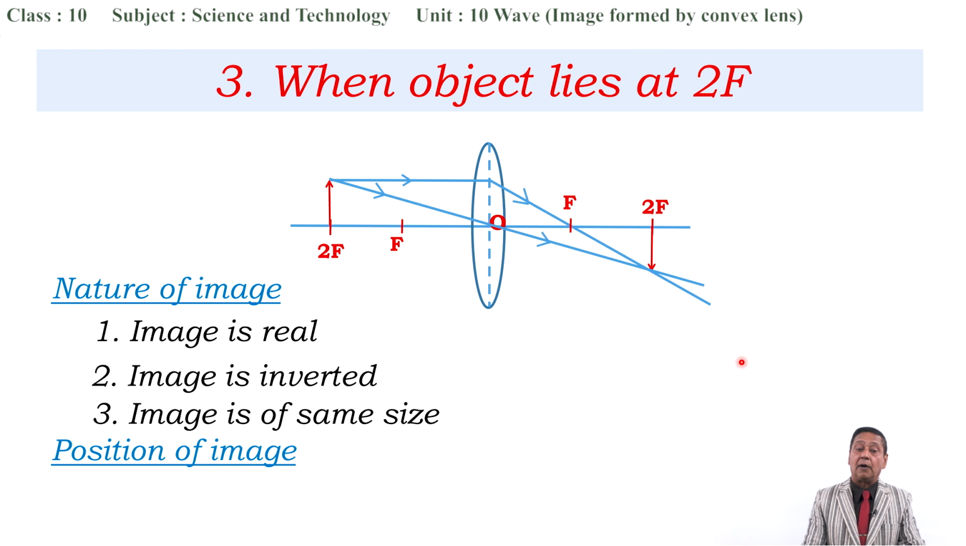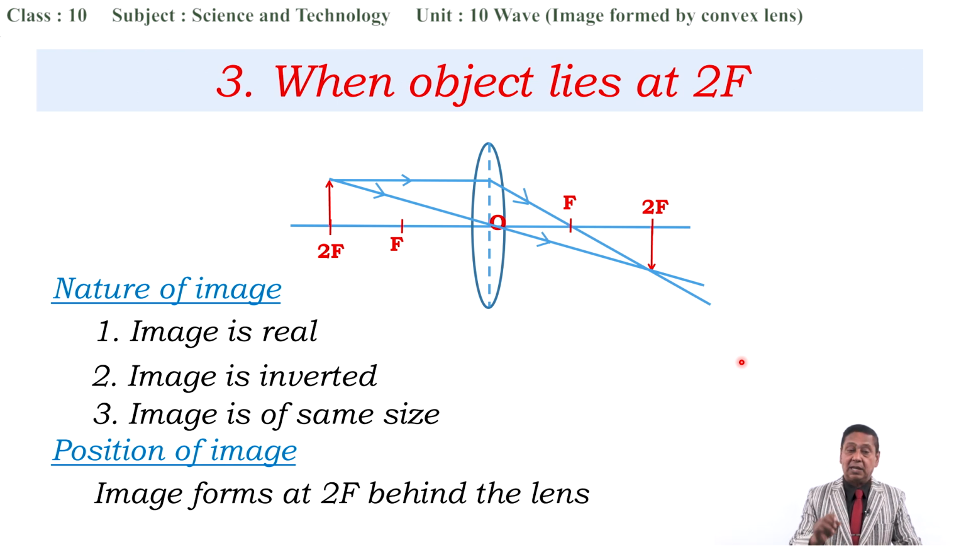Okay, position of image. What is it? Image forms at 2f, the same 2f, but behind the lens. This is all about the image formed by convex lens when object lies at 2f. This is diagram, and these are nature of image and position of image.